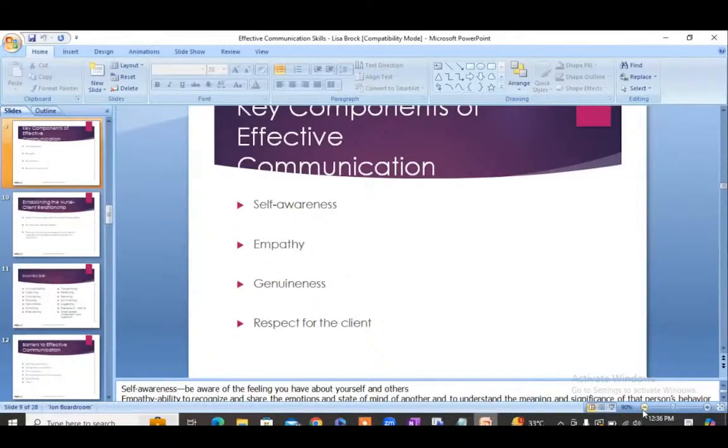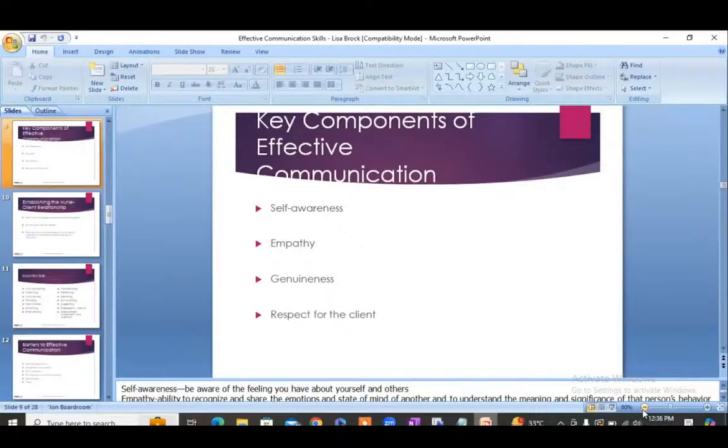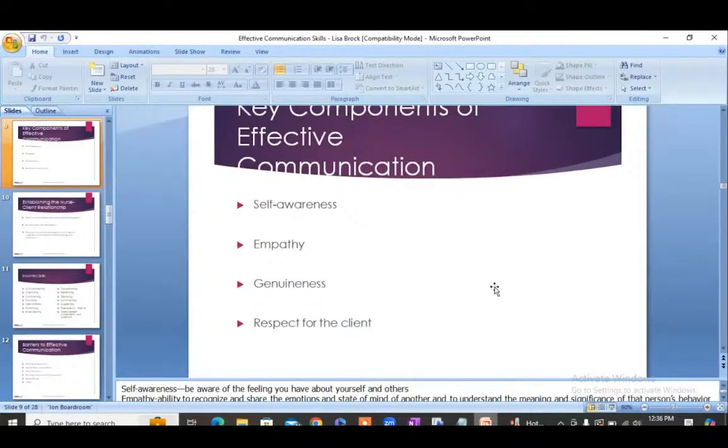Let me zoom out, which is key components of effective communication. We have a few: self-awareness, empathy, genuineness, and respect for the client. So how about self-awareness? The first thing that we have here is self-awareness.